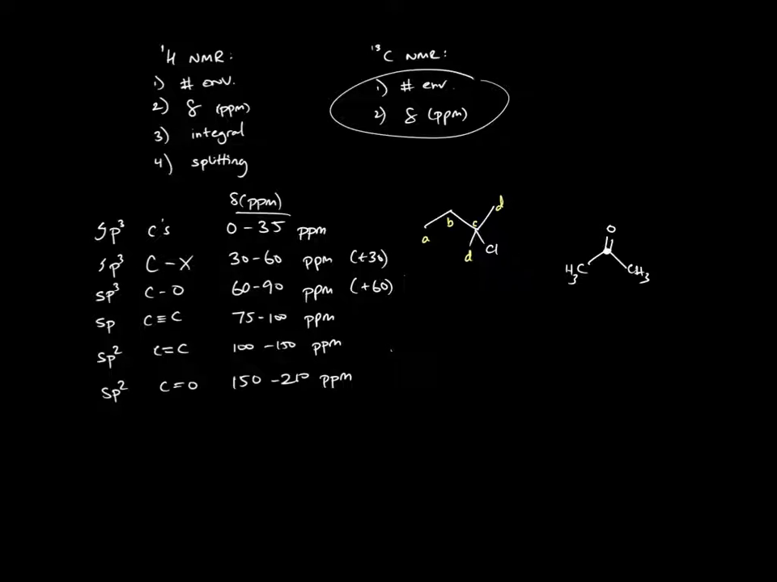So we would predict that this carbon in environment A would show up in that 0 to 35. The guy in environment B would also be in that 0 to 35. The guy in environment C is right next to a chlorine, so that should show up somewhere in this 30 to 60 region. And then the carbons in environment D would show up somewhere in that 0 to 35. So this is all that we would be able to tease out about this, is that in the NMR of this molecule, we would see 4 peaks. 3 of them would be between 0 and 35. 1 of them would be between 30 and 60.